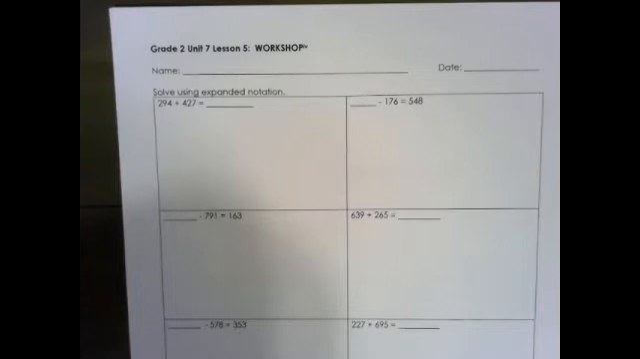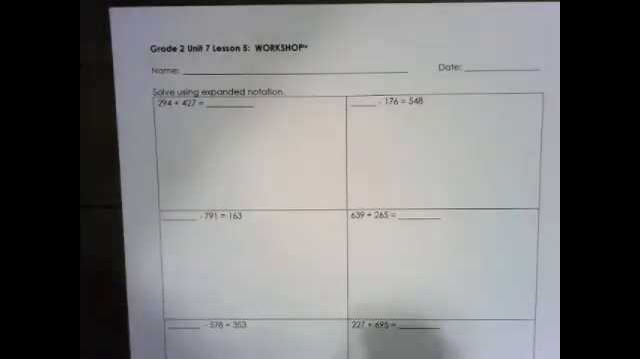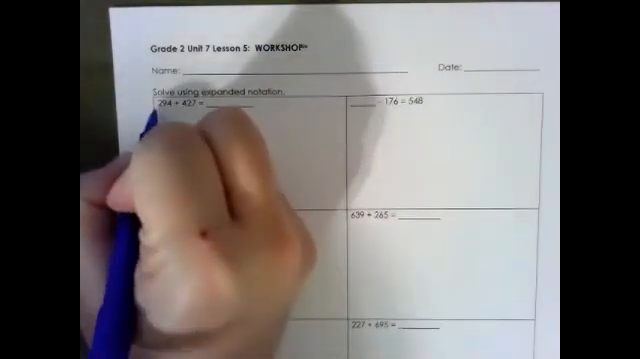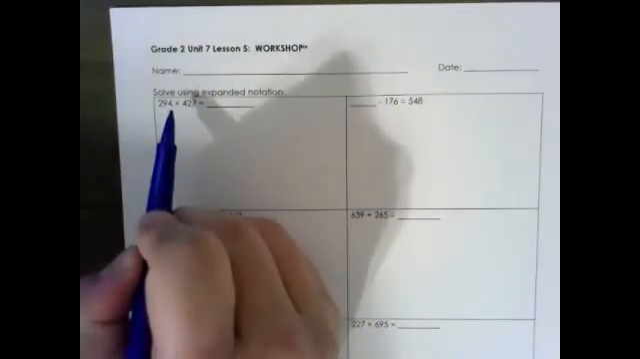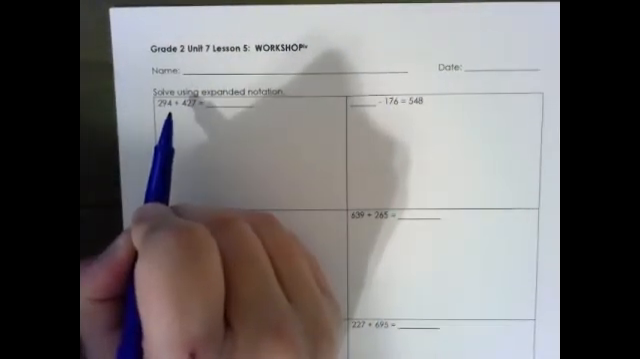Again, and today we're going to continue our work with adding three-digit numbers. We're going to be using expanded notation, and today we might even have to regroup in more than one place. Let's get started. Let's look at our first problem. 294 plus 427. We can see here that we just need to add.